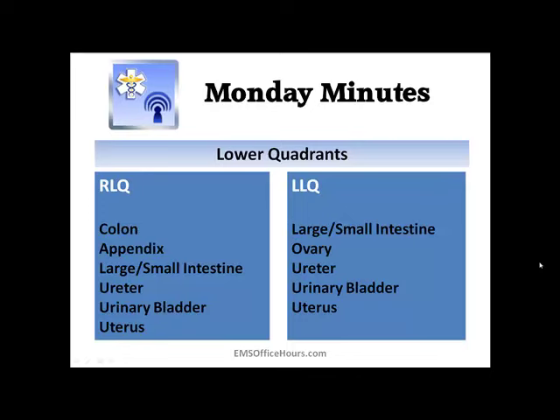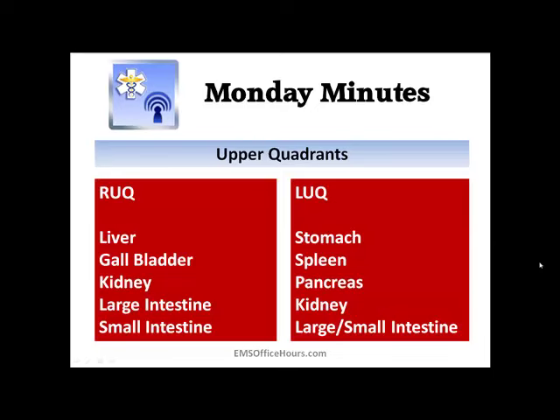But you look at the upper quadrants, right? Everything is pretty much the same. You still have your large and small intestines and all, but to remember, I say SSP because I think of it on the left side, and I think of the SSPs being your stomach, spleen, and pancreas. And I remember, okay, that's on the left upper quadrant. Everything else is going to be on the right side, which is your liver and your gallbladder, and then the other structures are pretty much in both sides.